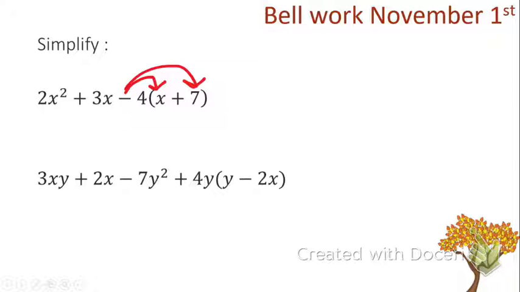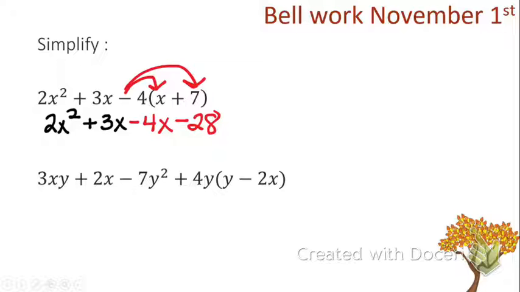So that gives me 2x squared plus 3x. And then you're going to take -4 times x. -4 times x is -4x. And then what's -4 times 7? -28. So now you're going to combine your like terms.